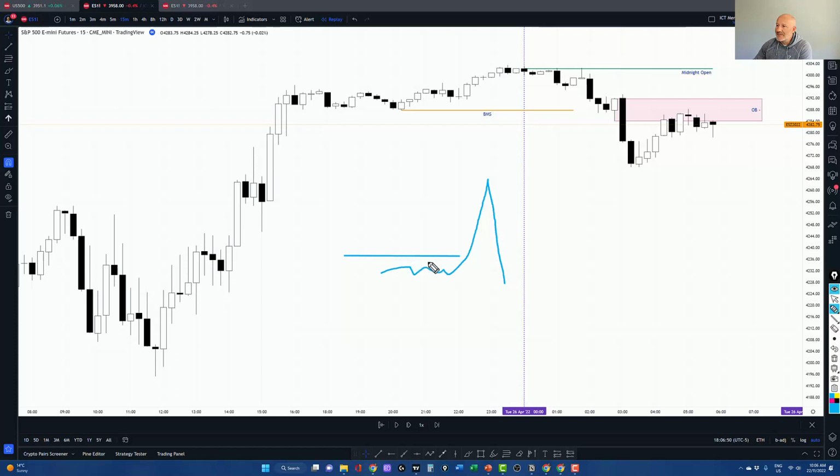So this is that accumulation, manipulation, and then we get a run down to another liquidity point at some point in the session, and that's where price will start to gravitate towards. So we have smart money getting in here, and we have them getting out here at another liquidity point at some point in the session. So that's principally what we're looking for.